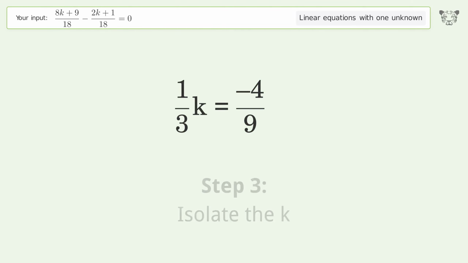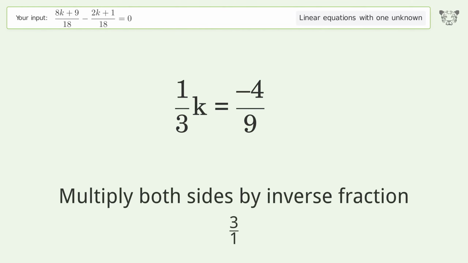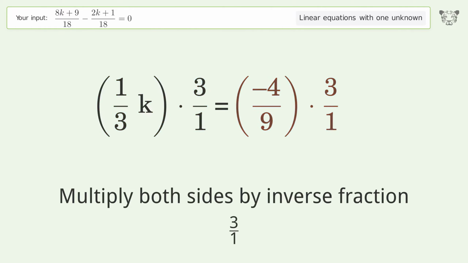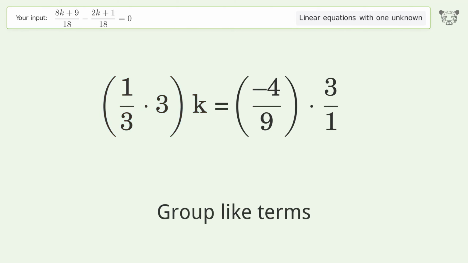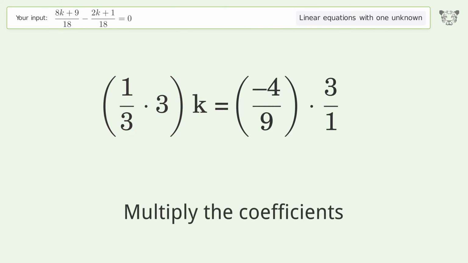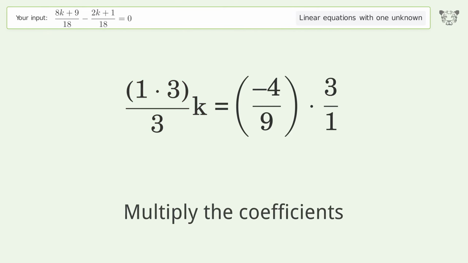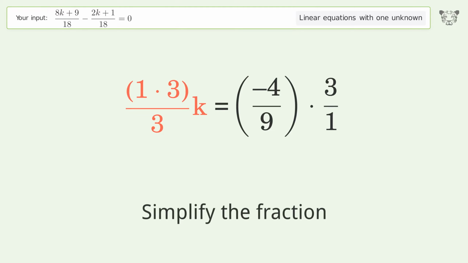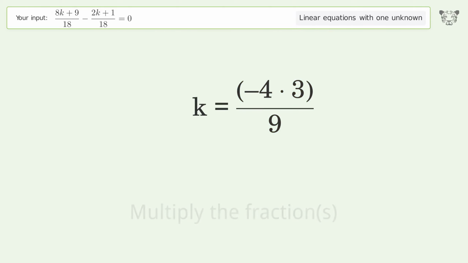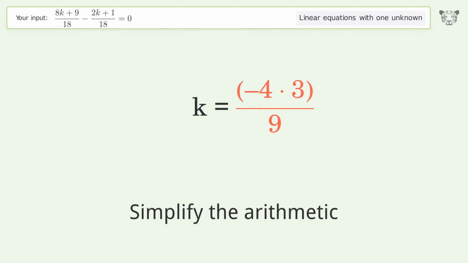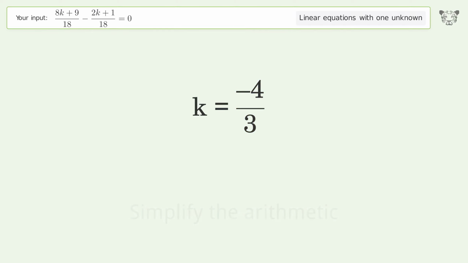Isolate the k. Multiply both sides by the inverse fraction 3/1. Group like terms. Multiply the coefficients. Simplify the fraction. Multiply the fractions. Simplify the arithmetic. And so the final result is k equals -4/3.